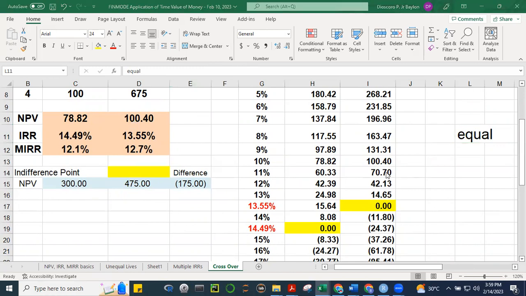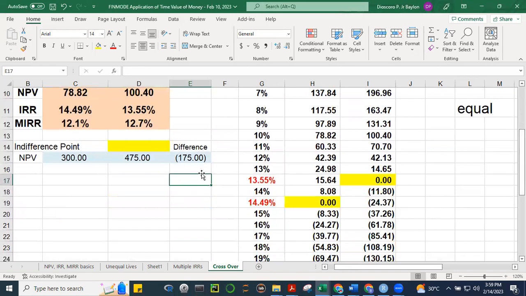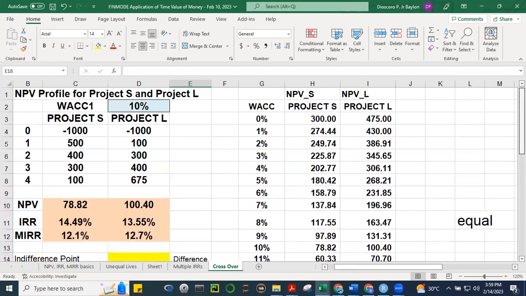Class, what will be the difference if their NPVs are equal? Therefore, dapat yung difference nila 0. Okay? Alright, so yun yung tinatanong ko kanina. Ano dapat yung difference ng NPVs ni S at saka ni L so that we are indifferent to them whether we choose S or L? The difference should be 0. Yun class, yun lang, that's what we were trying to target.